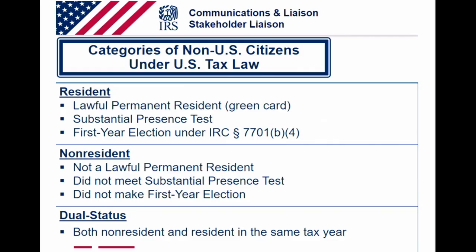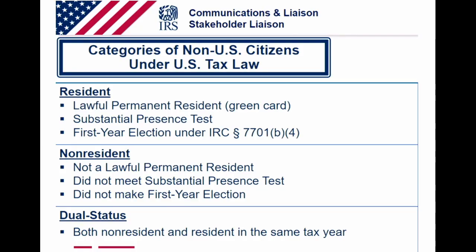An individual who is either a non-immigrant or an undocumented individual under U.S. immigration law could, depending on the circumstances, be a U.S. resident, a non-resident, or a dual status individual under U.S. tax law. For example, someone could be an undocumented individual under U.S. immigration law, but be a U.S. resident for tax purposes under U.S. tax law.